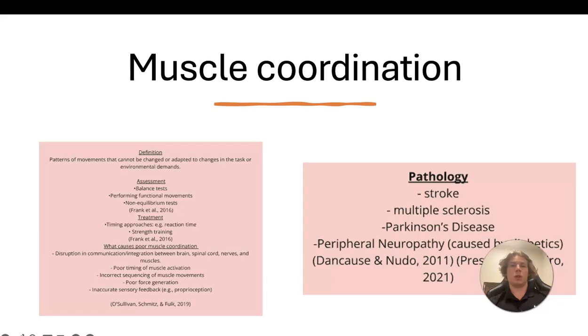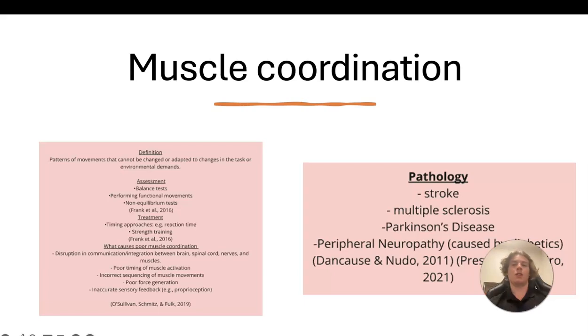Abnormal muscle coordination is often seen as rigid or stereotypical patterns, often reflecting damage to the central nervous system, and is commonly seen in conditions like stroke and Parkinson's disease. For example, after a stroke, a person may experience spasticity in movement patterns that interfere with normal function. To assess these patterns, clinicians may use balance tests or assessments like the BESTest.